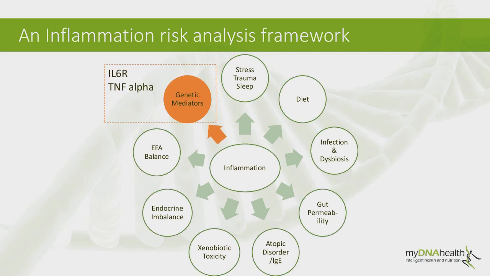So if we first look at genetic mediators, we're looking really at nutrigenetics, how our actual gene variants affect our inflammatory response. A couple of classics here: we've got the IL6R receptor gene variant and TNF alpha. I'm just going to talk you through those quickly so that you can understand a couple of mechanisms. These are just examples, and they give you a flavour of the type of research that we've done and the areas that we look at.